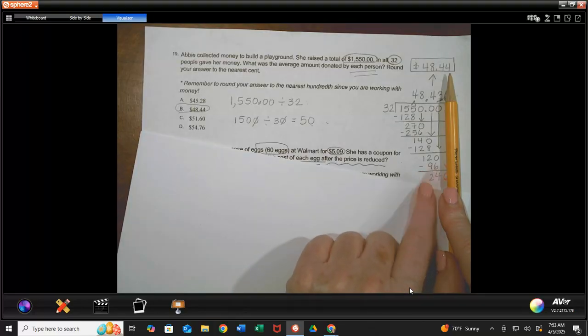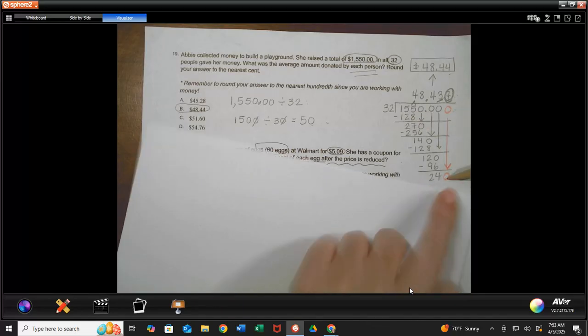a remainder. I cannot have a remainder in a decimal division problem. So I do need to annex a 0. I already had a decimal point, so I can annex another 0, and it's still 1,550. I use that 0 so that I can bring it down and keep my steps of division.